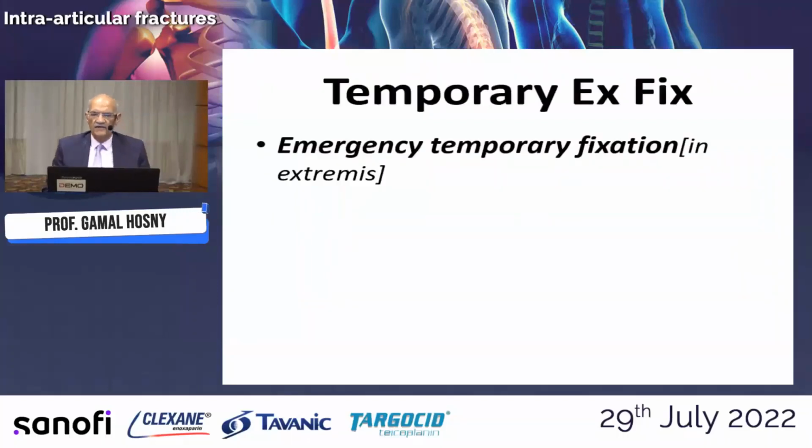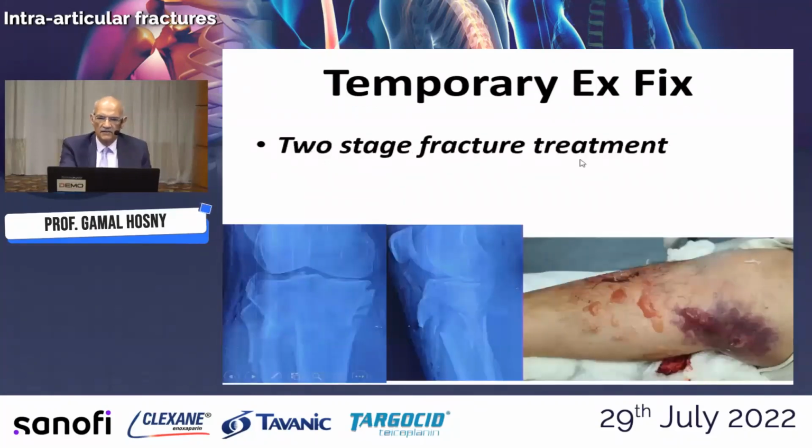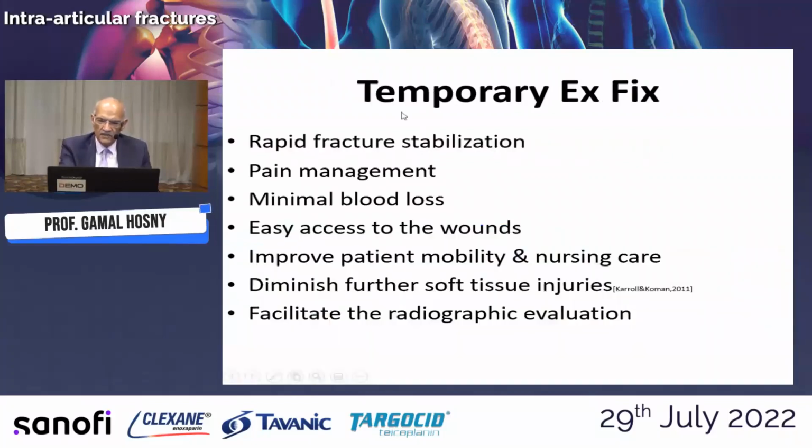Temporary external fixation in the emergency department. Sometimes the patient is in a critical situation, and you just need to fix the bone to reduce the shock stage. So sometimes you need to do two-stage fracture treatment. You see the tibial plateau fracture with this severe soft tissue injury. You cannot do open reduction, so you put external fixation.